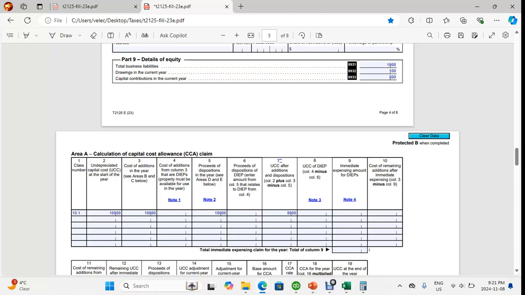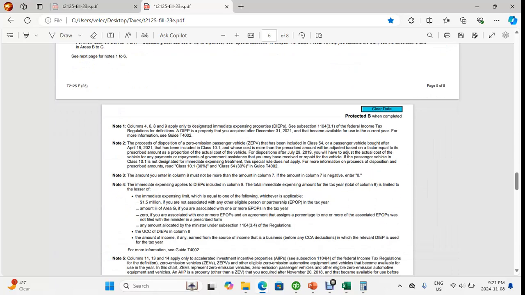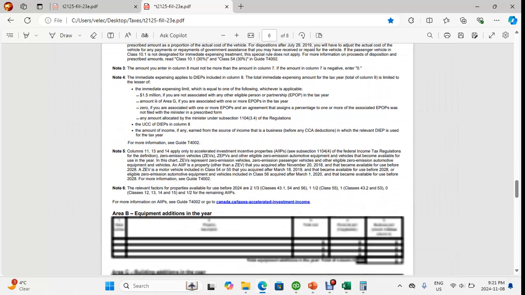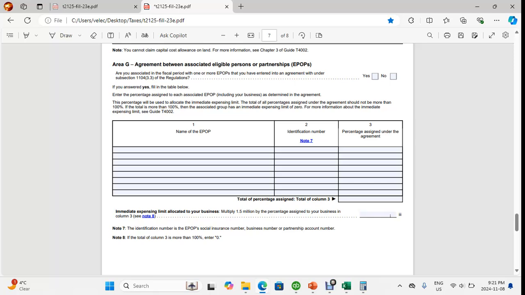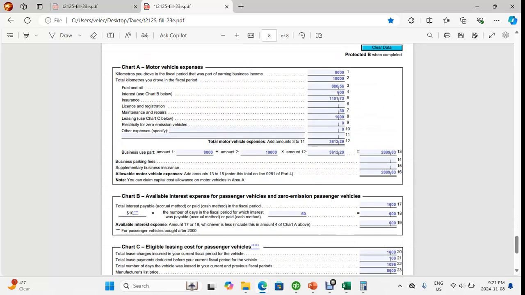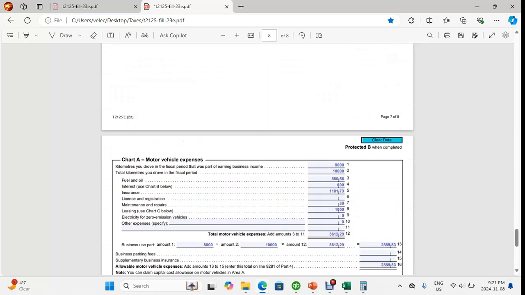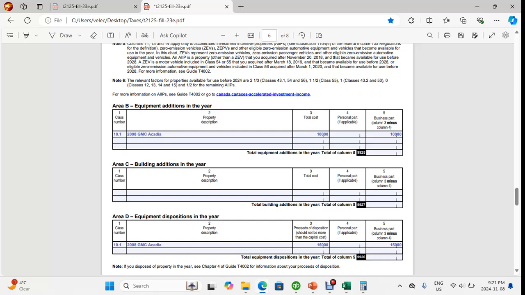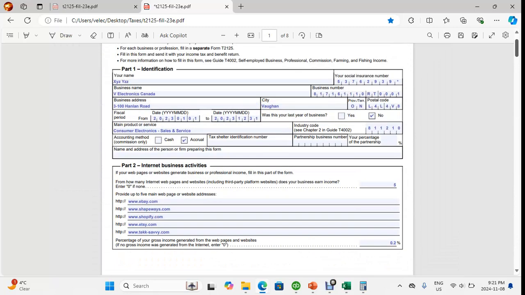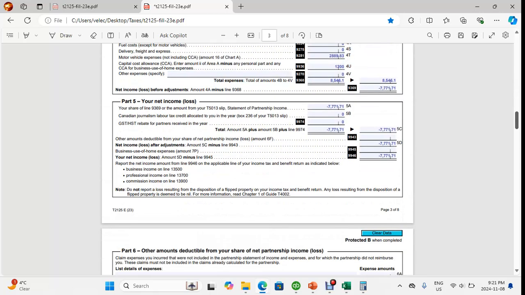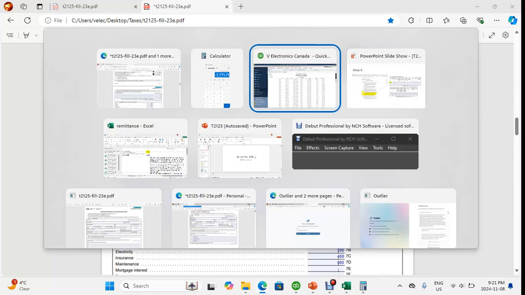Now apart from part 9, scroll further down. Make sure you haven't left anything over here. Make sure all the charts are filled out: chart A, chart B, chart C. So this is basically how you fill in your T2125. Once you fill in and file your T2125 along with the rest of your return, you will see a tax refund. Hopefully you will see a tax refund rather than a tax owing.